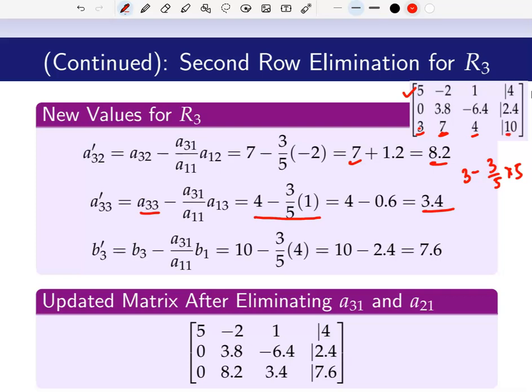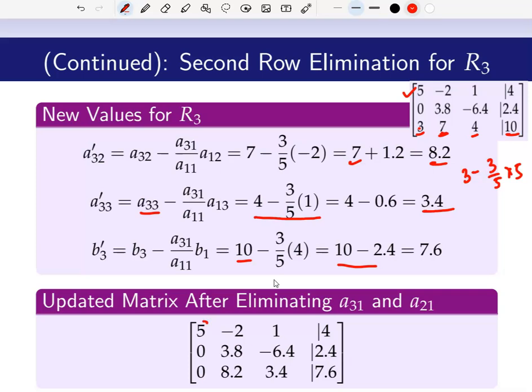Similarly, now for the constant matrix b3 dash, so b3 minus a31 by a11 into b1. So b3 is 10 minus 3 by 5 into b1, which is 4. After doing the calculation, we'll get 7.6. So now the updated matrix, after eliminating a31 and a21, we'll get 5 minus 2 1 4.